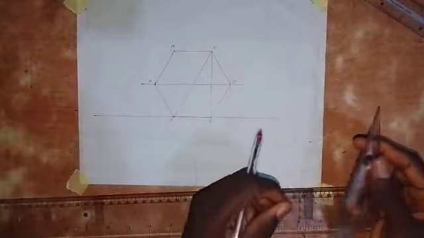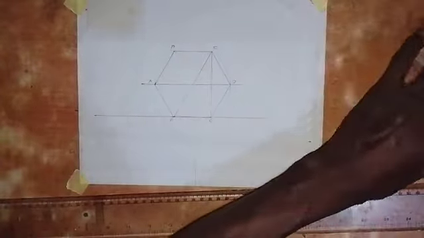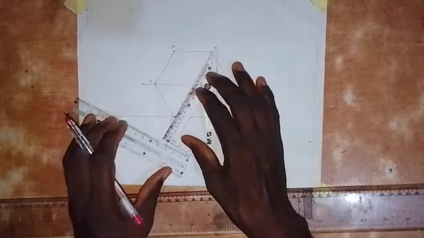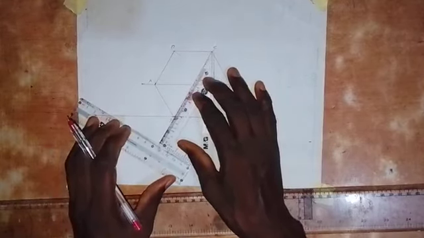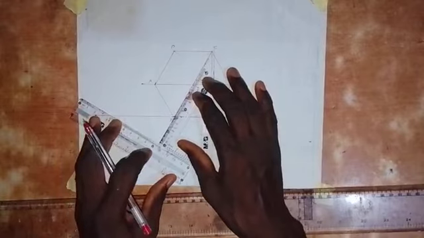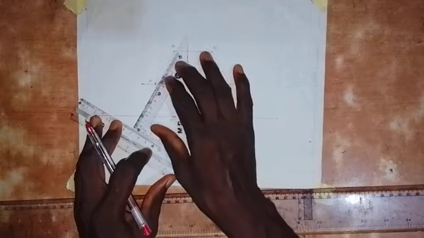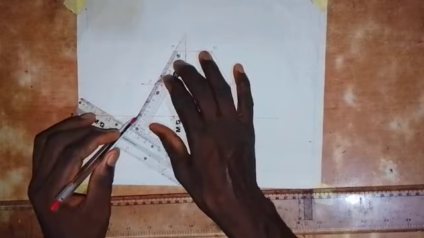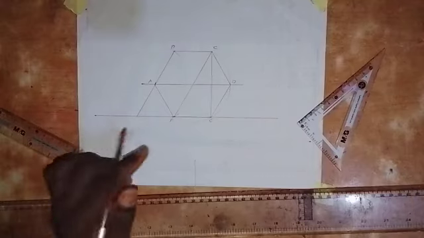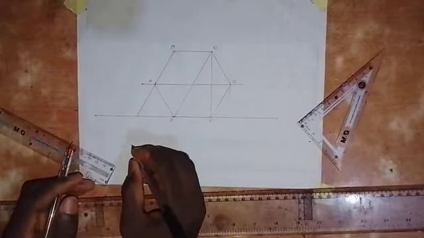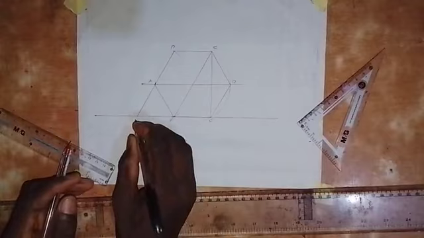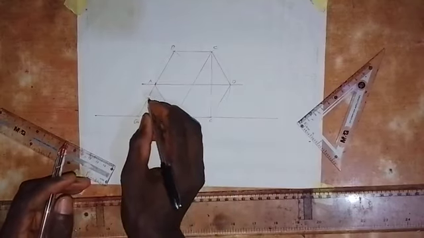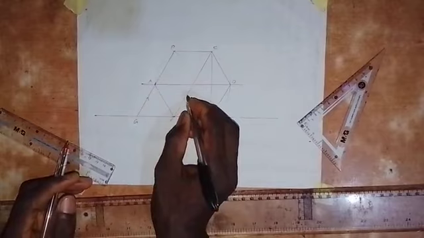So we take the set square and set it along line CF, and we put the ruler under it like this. Then we shift the set square to point A here, and we draw a line from A to this horizontal line. I'll call this point G. So this is point G here, and this line AG is parallel to line CF.